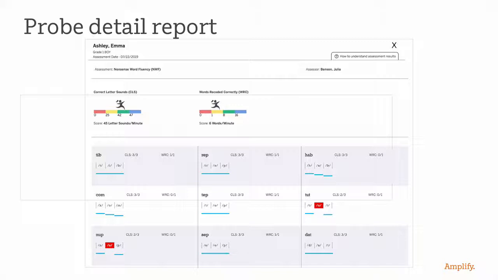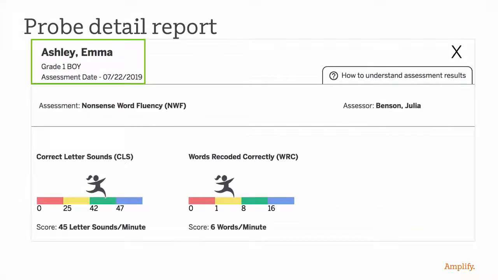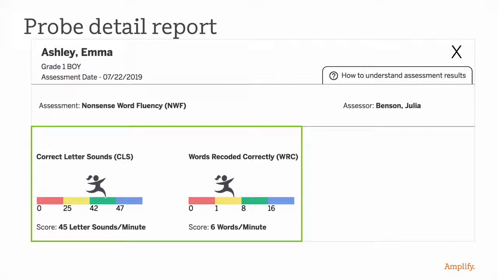Let's look more closely at the features of the probe detail report. At the top of the report, you will find the student's name, grade level, time of year, and the date the assessment was given. Below that, the assessment measure is listed, as well as the adult who administered the assessment to the student. Below that, we will see how Emma did in correct letter sounds, which was 45 letter sounds in 1 minute, and in words recoded correctly, which was 6 words in 1 minute. This is where she was below benchmark.